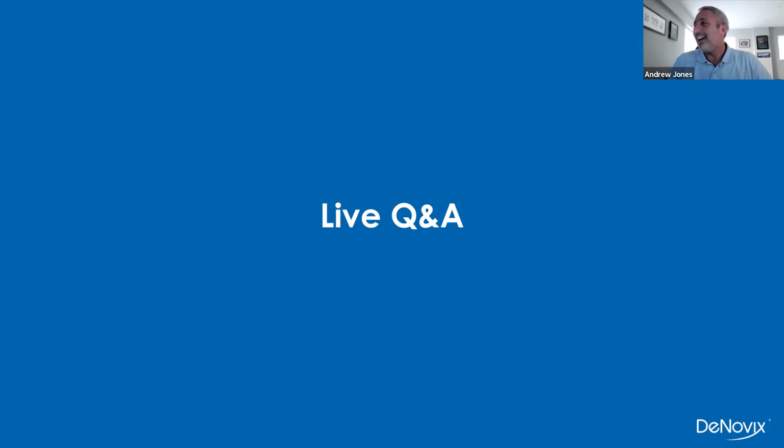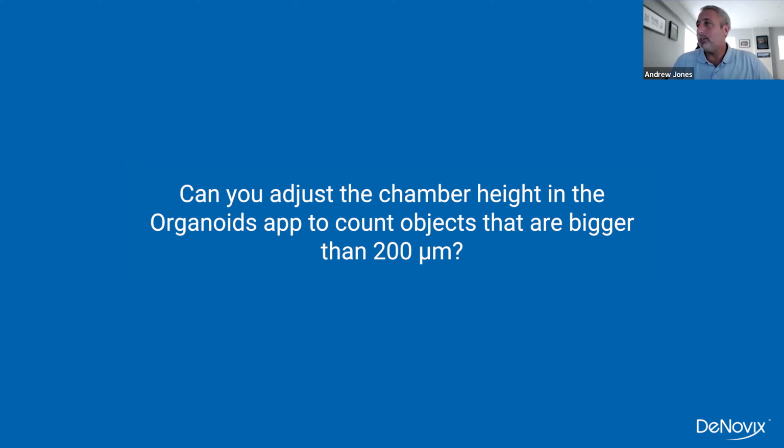Excellent. Probably one that's a little bit related to the sample volume question that we had. But there's a question about, can you adjust the chamber height in the Organoids app to count objects that are bigger than 200 microns, for example? Yes. So you could create another custom protocol using that 400 chamber height, and then you would pipette 40 microliters of sample. And the chamber height will change accordingly. That upper arm will move.